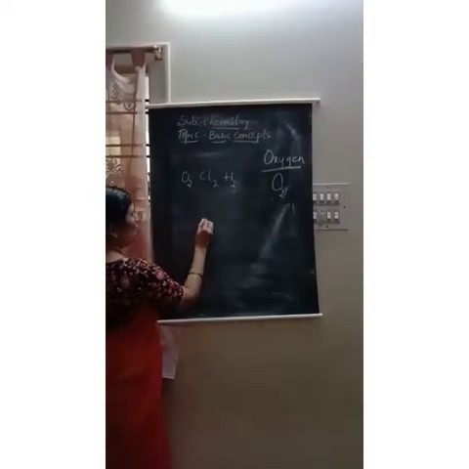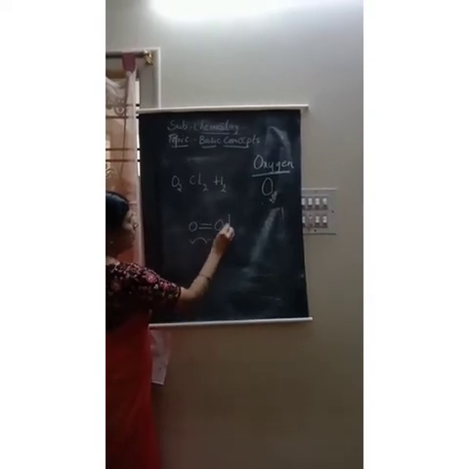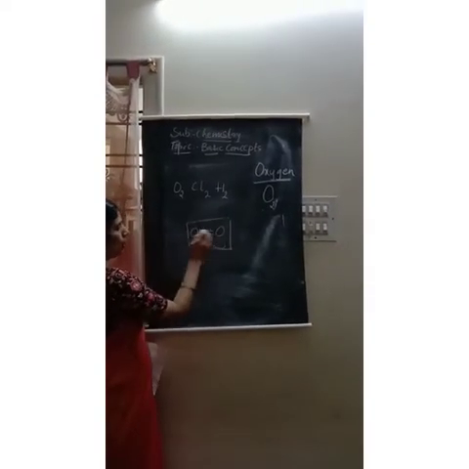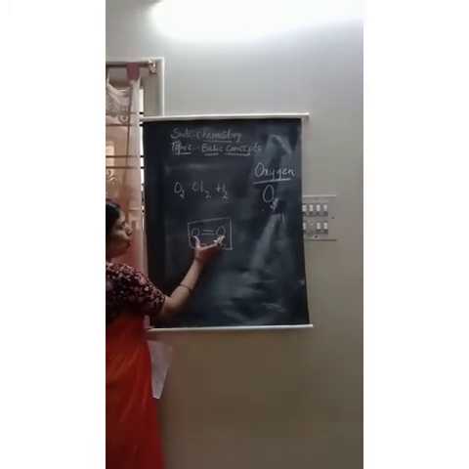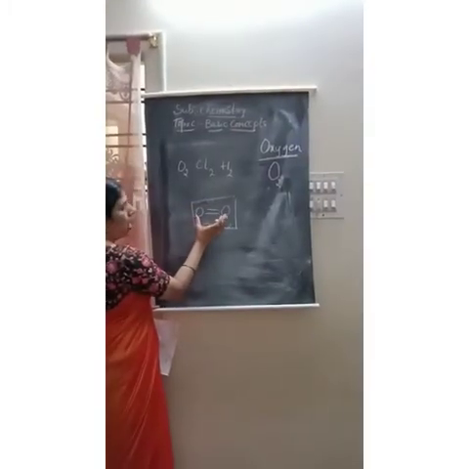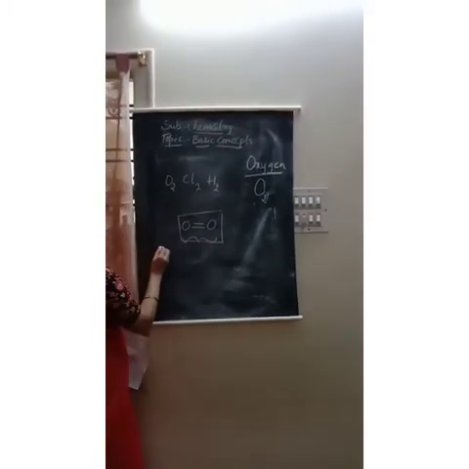Let us consider O double bond O. This is an example of a diatomic molecule. A grouping or cluster of atoms is called a molecule. Now we can move on to the elements.